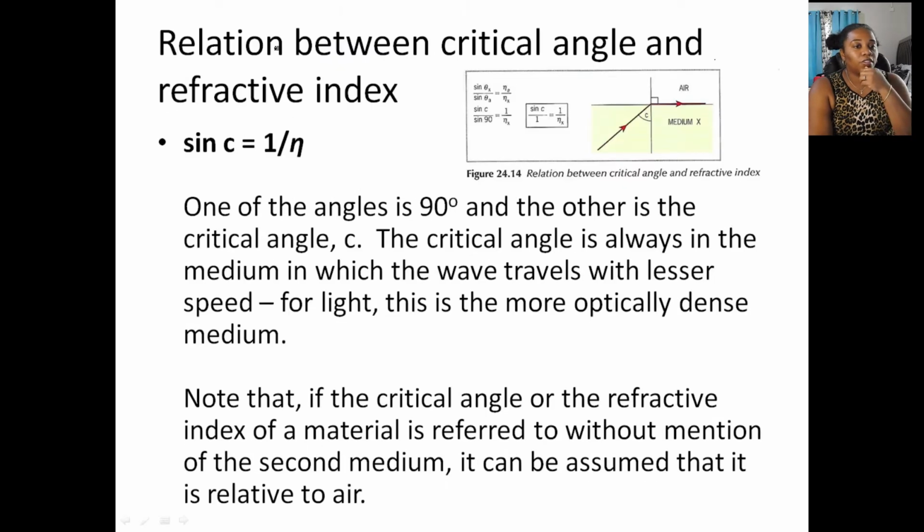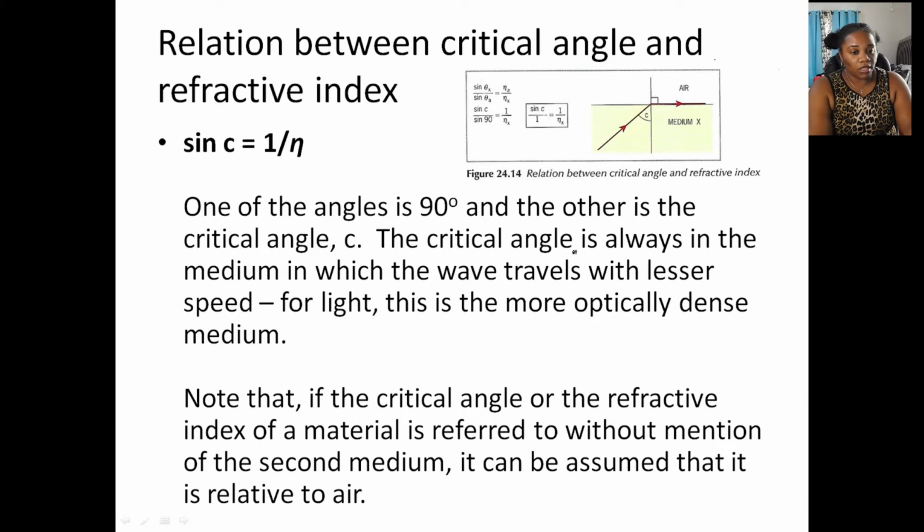Now, relation between critical angle and refractive index. The relationship is such that sine C, the sine of the critical angle, is equal to 1 over the refractive index. Okay? So one of the angles is 90 degrees and the other is the critical angle, and we all know that sine 90 is actually 1, so you just get rid of the sine 90 under here, right?